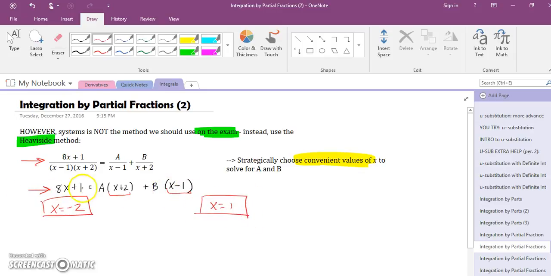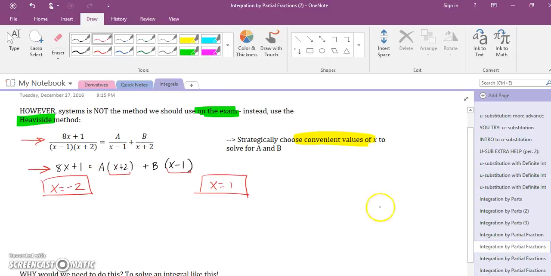So let's rewrite this statement, which is true for all x's, and evaluate it when x is equal to negative 2 and then when x is equal to 1. If x is equal to negative 2, I'm going to plug negative 2 in here, and this whole thing is 0. I have b times negative 2 minus 1, which is negative 3. A times negative 2 plus 1 is going to give me negative 16 plus 1, negative 15, equals negative 3b. So b is equal to 5.